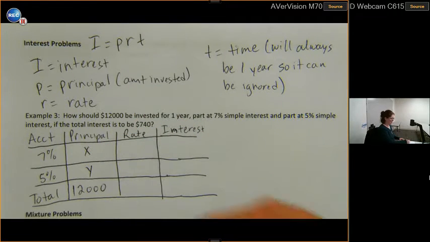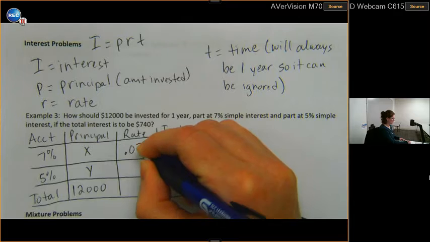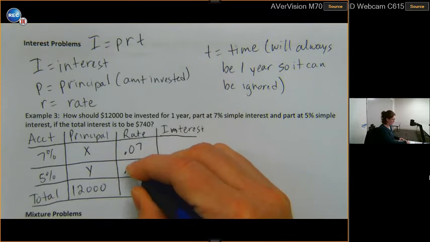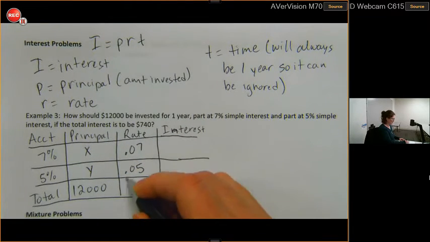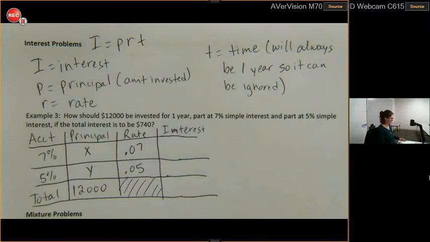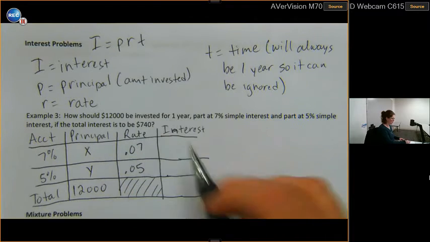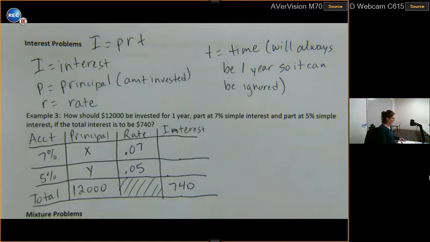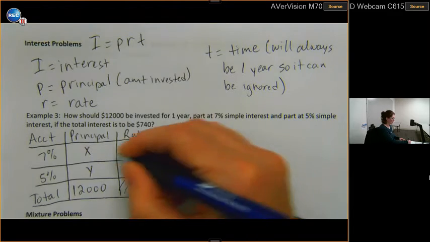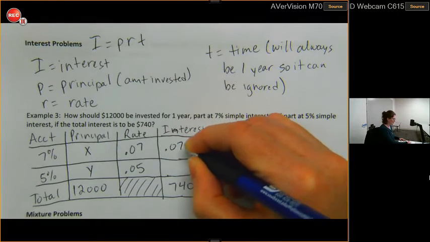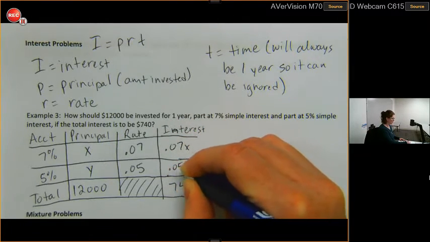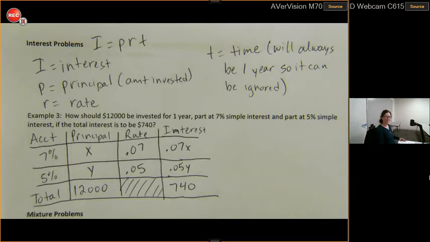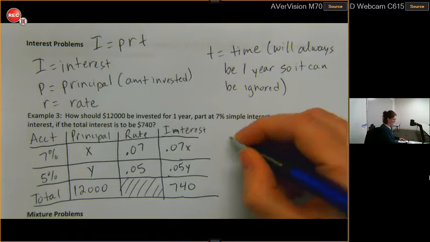The rate is going to be changing percent to decimal, and we don't worry about the rate in the total column. The interest, we are told that the total interest is $740. For the interest on the 7% and 5%, we're going to multiply together the rate and the principal. From this, we create our system of equations.